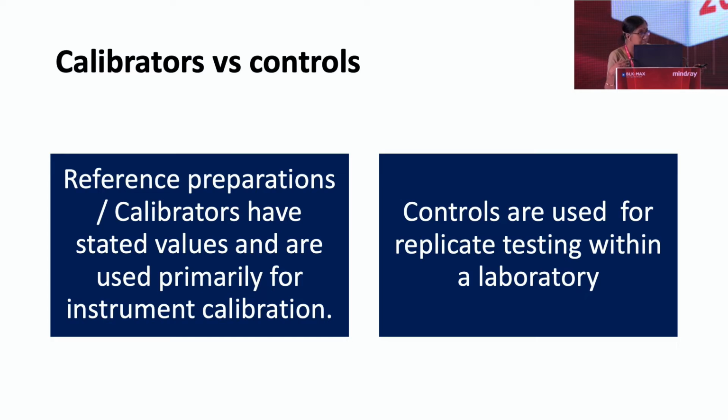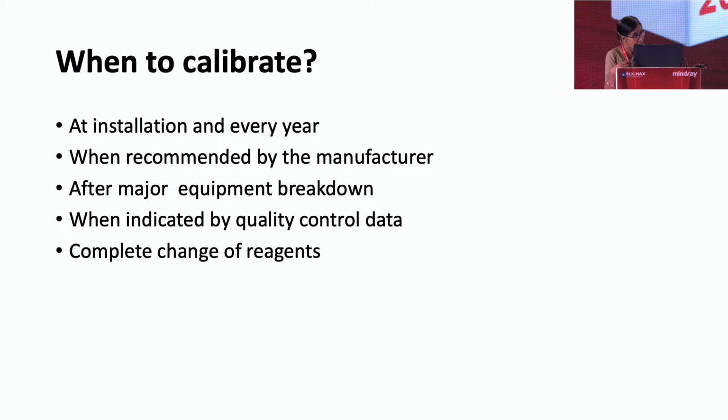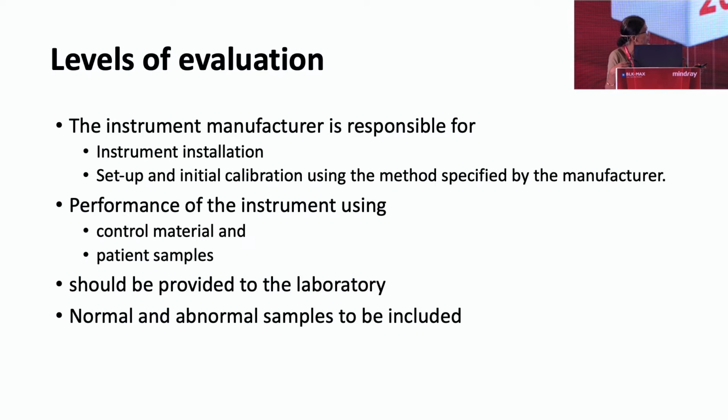So calibrators are essentially used which have stated values and are used primarily for equipment calibration, whereas controls are used for replicate testing within a laboratory on a day-to-day basis. So when to calibrate is another question, of course at installation and year after year, and as recommended by the manufacturer. There could be situations where we have major equipment breakdowns or when quality control data show there is something seriously going wrong, and there could be a complete change of reagents. In these situations, it's important to recalibrate the equipment.